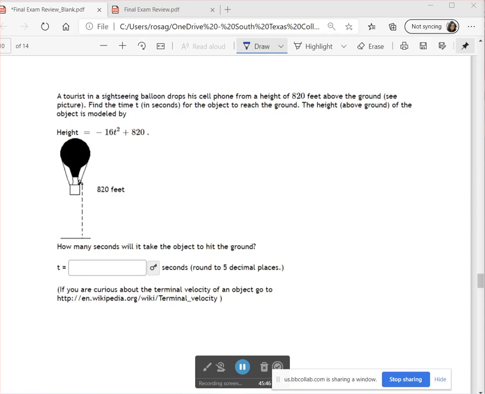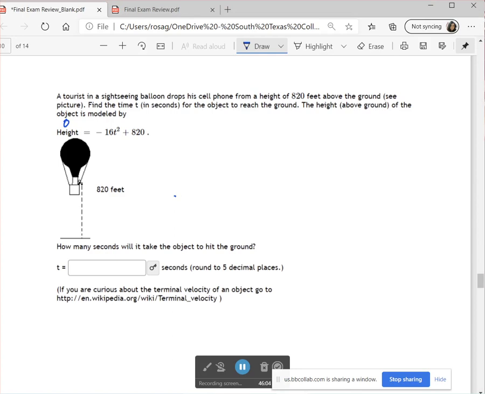Find the time t for the object to reach the ground. The height of the object is modeled by the following function. Well, if it's at the ground, the height of the object would be 0. So what we need to do is solve that.